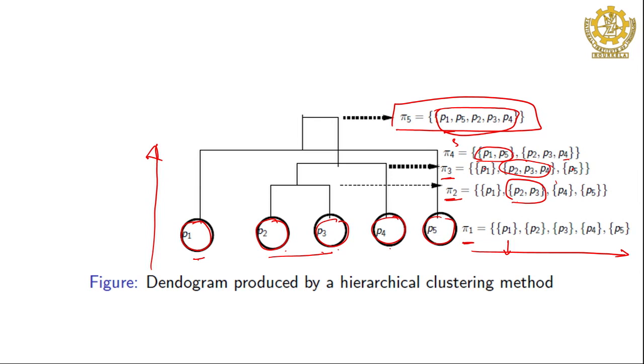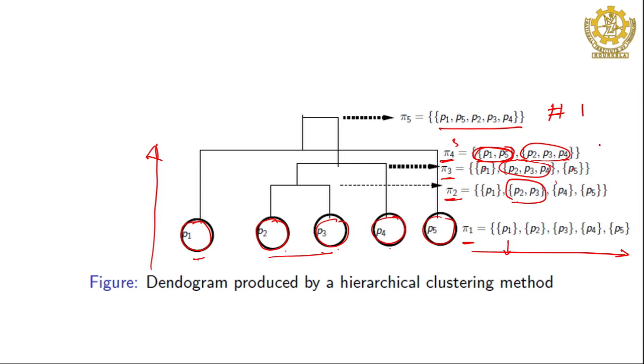Now, you can think of the same thing in reverse. Initially all points are in a single cluster, so the number of clusters here is 1. Now, this cluster is divided into 2 clusters. So, let us say pi 5 to pi 4 is another clustering: P1 and P5 in one cluster, and P2, P3, P4 in another cluster.